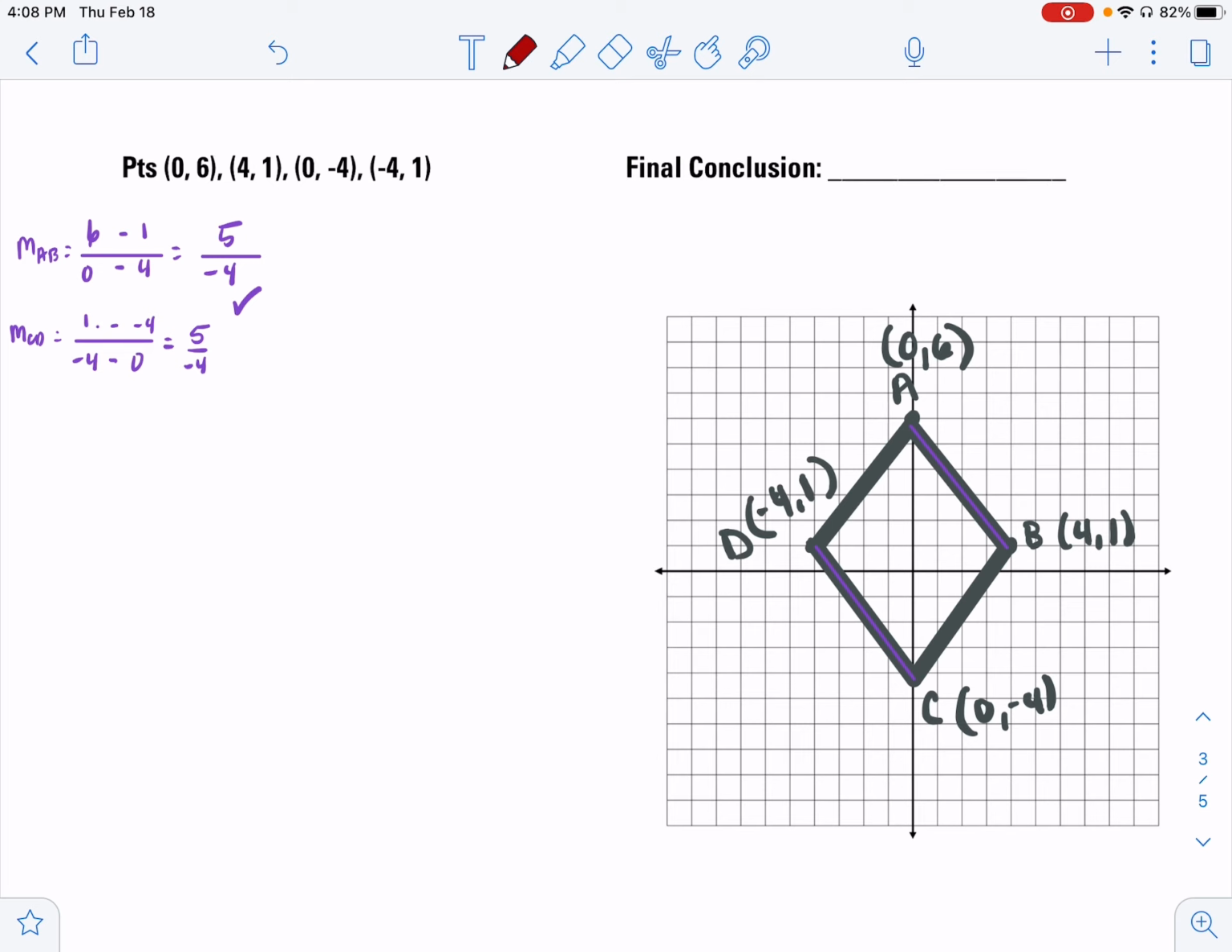That means that out of my options, kite's out, because we have at least one set of sides that are parallel. This definitely is not a kite. But it could be in the area of parallelograms. It could also be a trapezoid. I'm not positive here. So now I'm going to compare AD and CB.